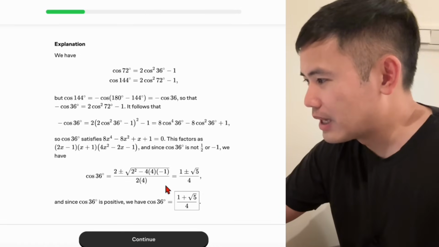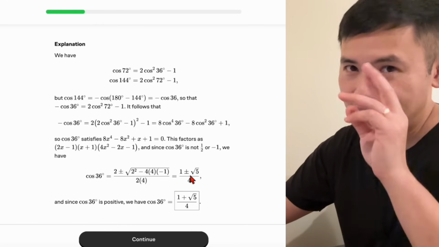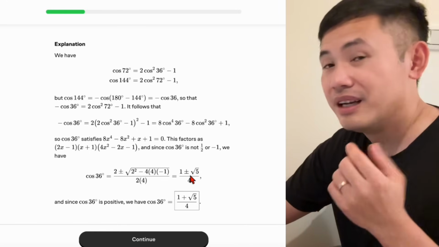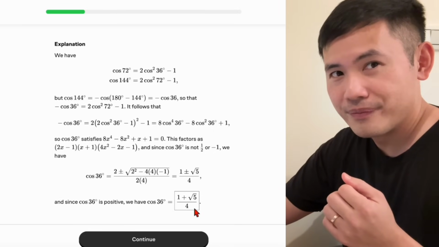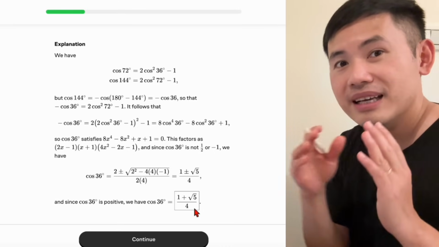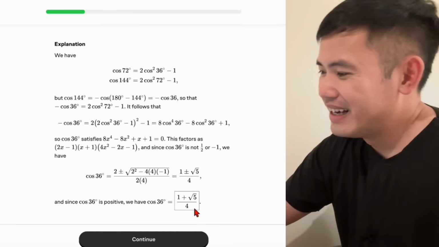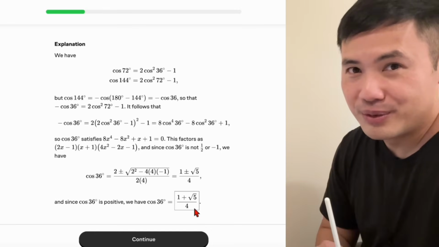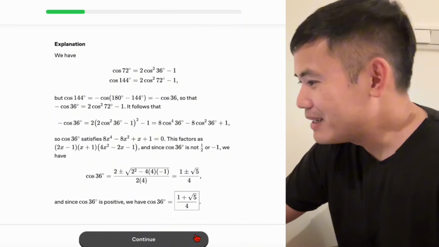Use the quadratic formula, we get this. But again, just one answer. Cannot be plus or minus. The answer is 1 plus square root of 5 over 4. It has to be positive because 36 degrees is in the first quadrant. It's actually half of the golden ratio, right? So that's how I remember the answer for this.